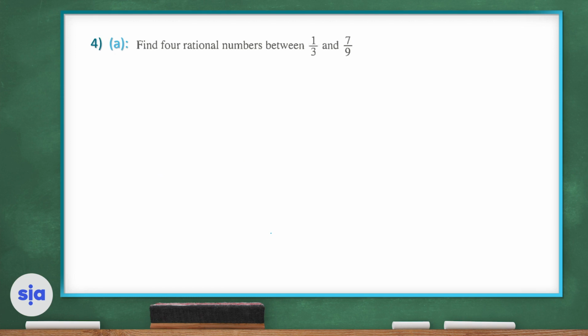Question 4a. Find 4 rational numbers between 1 over 3 and 7 over 9. First of all, try to make it have the same denominator by multiplying here up and down by 3. So it will be 3 over 9 and 7 over 9. If you check this one, you will see in the middle, it's the 4 over 9, the 5 over 9, and the 6 over 9.